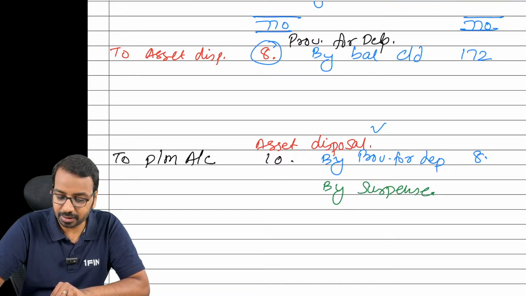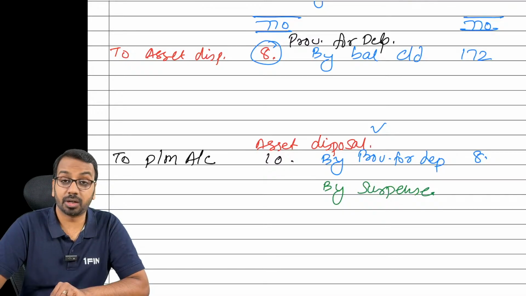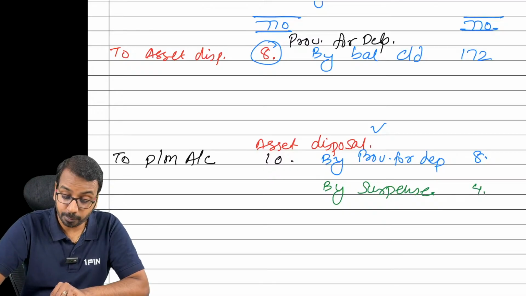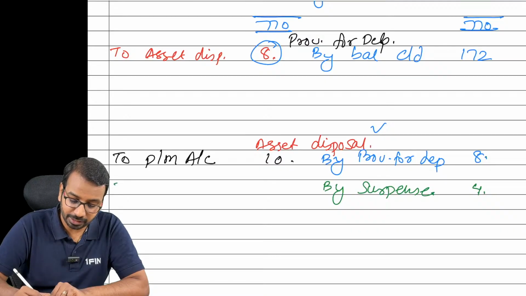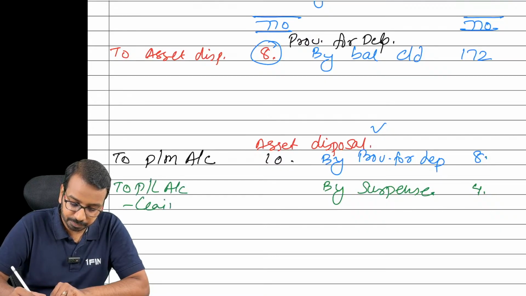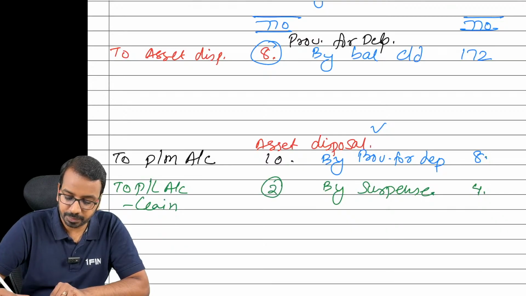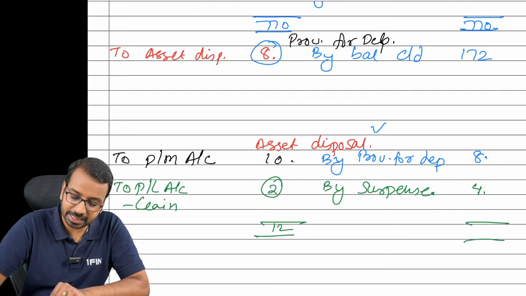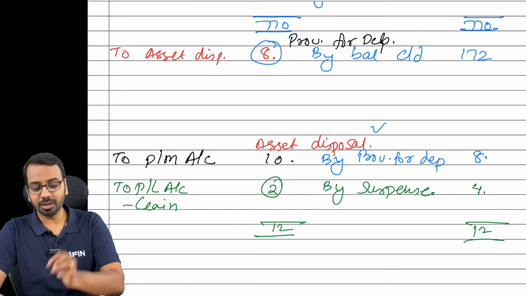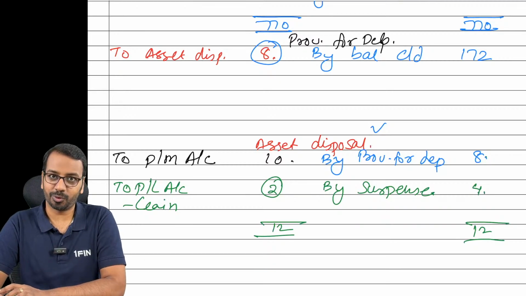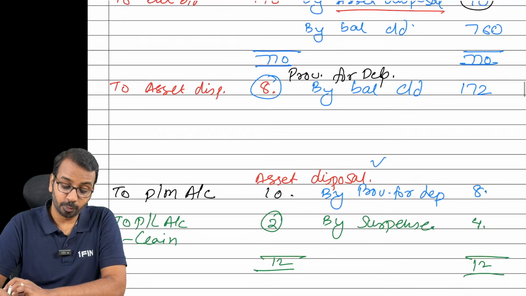So 10 minus 8. Sorry, not 10 minus 8. Suspense account we had 4. So 8 plus 4, 12 minus 10 to profit and loss account. Gain. How much? 2 is the gain. So like this, we will close out the asset disposal account. Right? I hope it is clear.